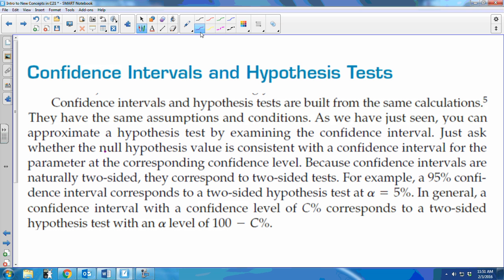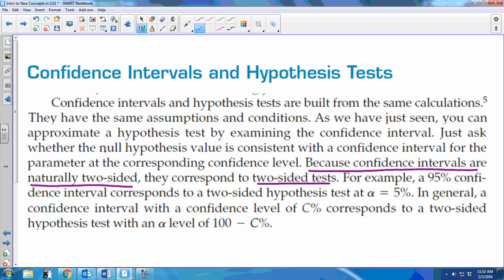So they have the same conditions and generally the same setup, and they're based on similar sampling distributions, so it's okay that these are related. And it says because confidence intervals are naturally two-sided. Why would they say confidence intervals are naturally two-sided? Right, there's a plus minus. You have a range. Okay, so naturally two-sided, so they correspond to two-sided tests.